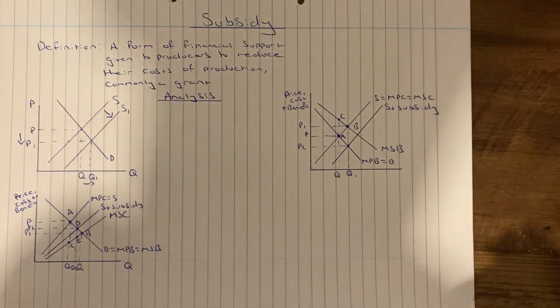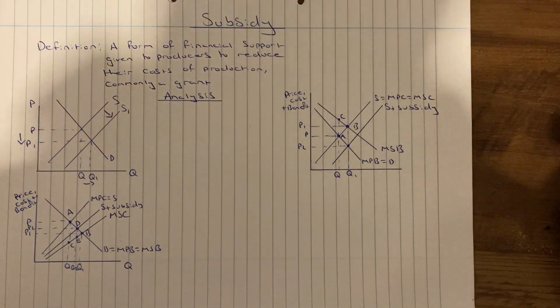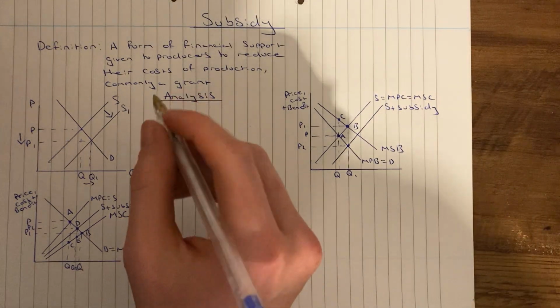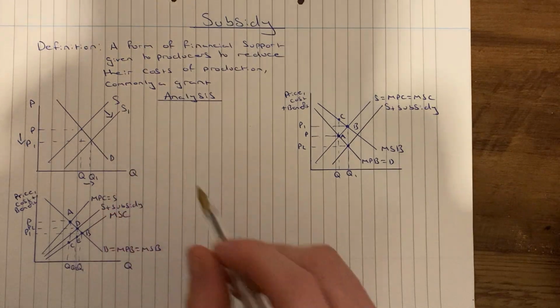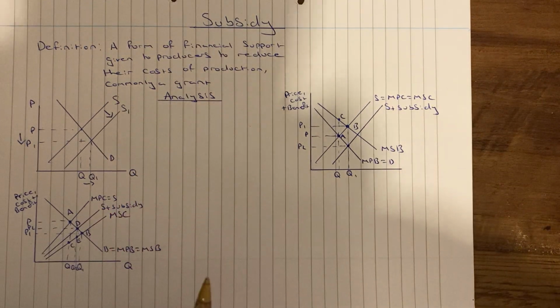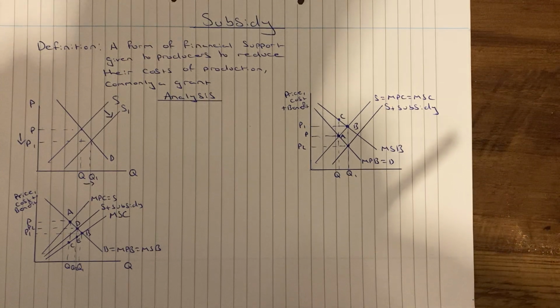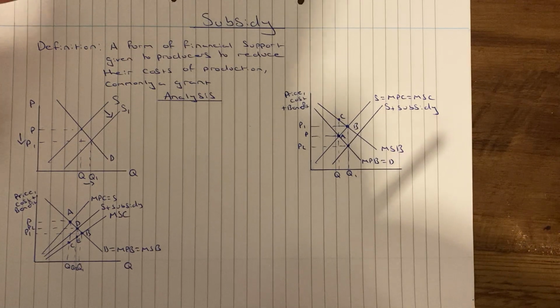Hello, so in this video we're going to analyse the effect of a subsidy. What we see in our diagram here, first of all, at the top left, is the outward shift of the supply curve as a result of a subsidy. We need to explain why that change occurs and the impact that the subsidy has on the market equilibrium.